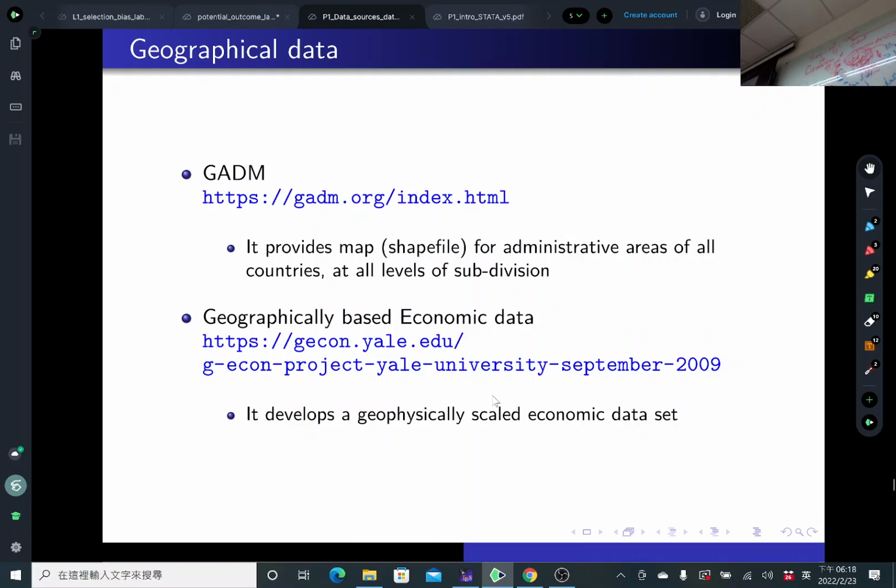And this dataset is quite interesting. It's geographically based economic data. It's constructed by a research team at Yale University. This website also has shapefiles, for example, city divisions. But for example, let's say Latin American cities. Sometimes I try to find shapefiles of my city, of their neighborhood divisions, and I couldn't find anything.